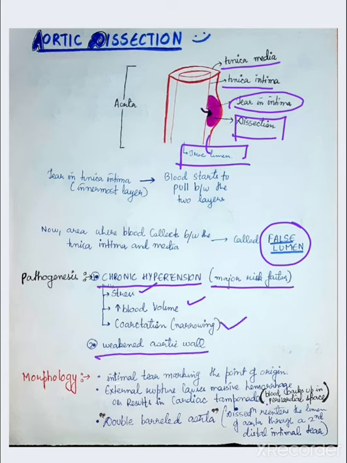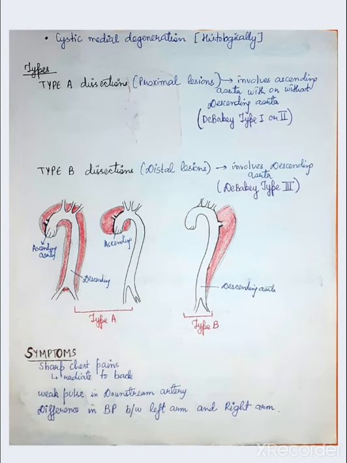Now, the morphology of aortic dissection is an intimal tear marking the point of origin. External rupture causes massive hemorrhage or results in cardiac tamponade, which is blood collecting in the pericardial space. And double-barreled aorta means the dissection re-enters the lumen of the aorta through a second distal intimal tear. That was about the morphology of aortic dissection.